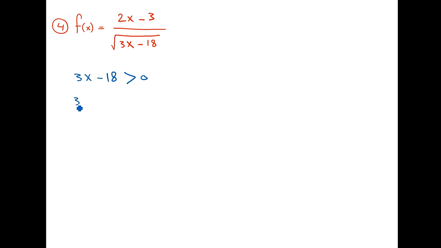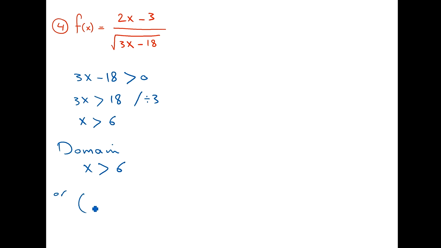Okay, so we have 3x greater than 18, by divide by 3, so we have x greater than 18 over 3. This equal 6. So we have the domain x greater than 6, or we can write as interval from 6 to infinity. Look at this 6. This is open interval. Okay, open, not closed, because we don't have equality.